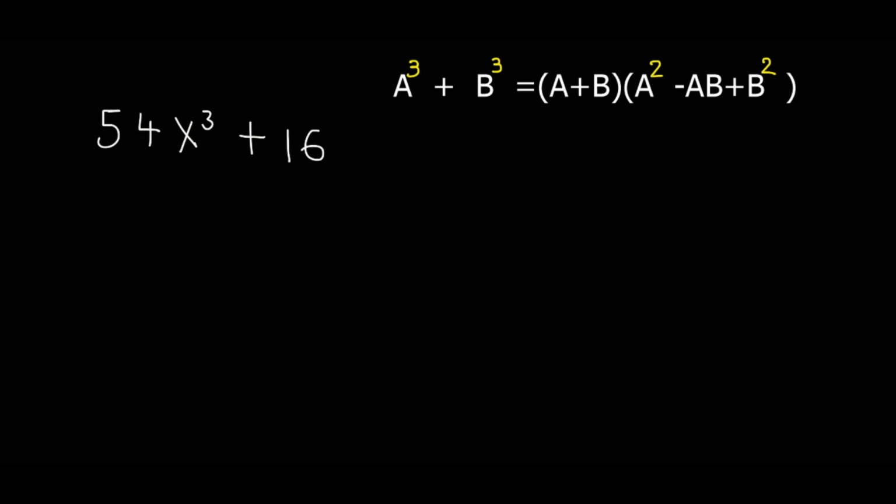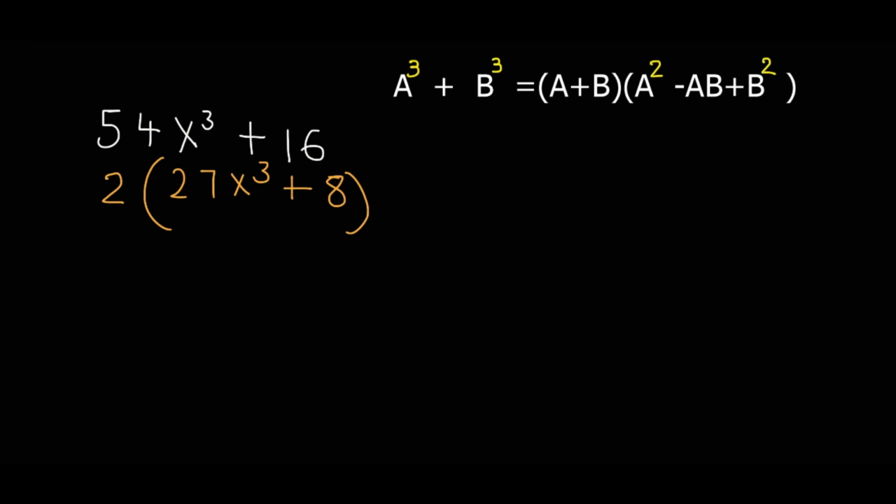So always when we have this situation, the first thing to check is that we don't have a highest common factor. This is 54 and then this is 16. So we can notice that in 54 we have 2 and in 16 we have 2. So 2 is the highest common factor, therefore here we are left with 27x cube, because it's like 54 divided by 2, and then here we have 8 because it's like 16 divided by 2.